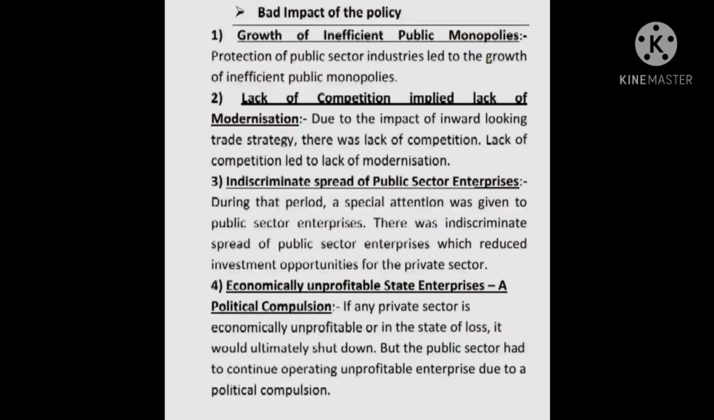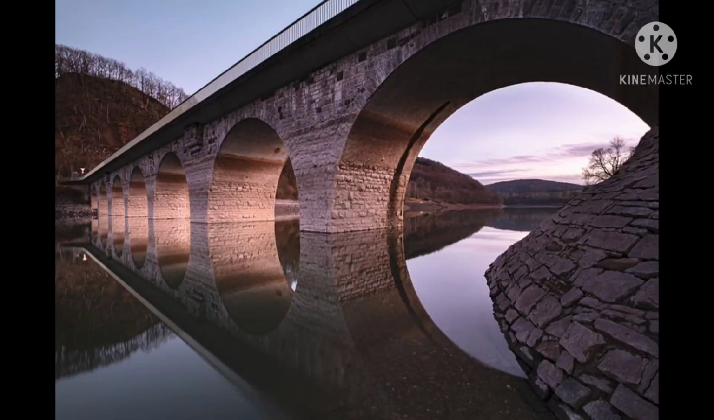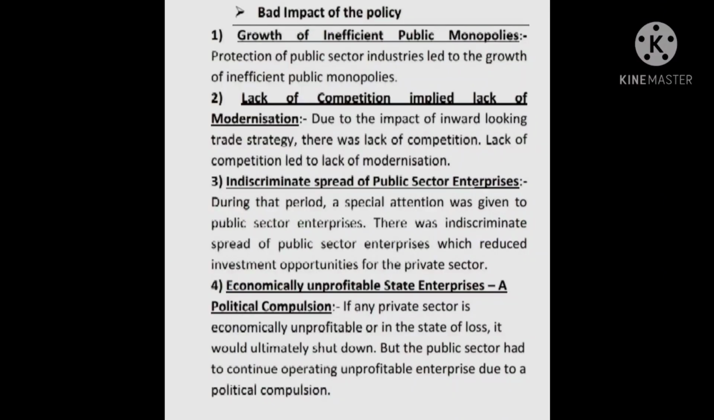The second negative aspect was lack of competition and modernization. Because of the import substitution policy, imported items were not allowed in the country by imposing the tariffs and quota restrictions on them. So because of this, there was a lack of competition from foreign goods. Due to this, Indian industries could not evolve the concept of modernization. The third disadvantage was indiscriminate spread of public sector enterprises.